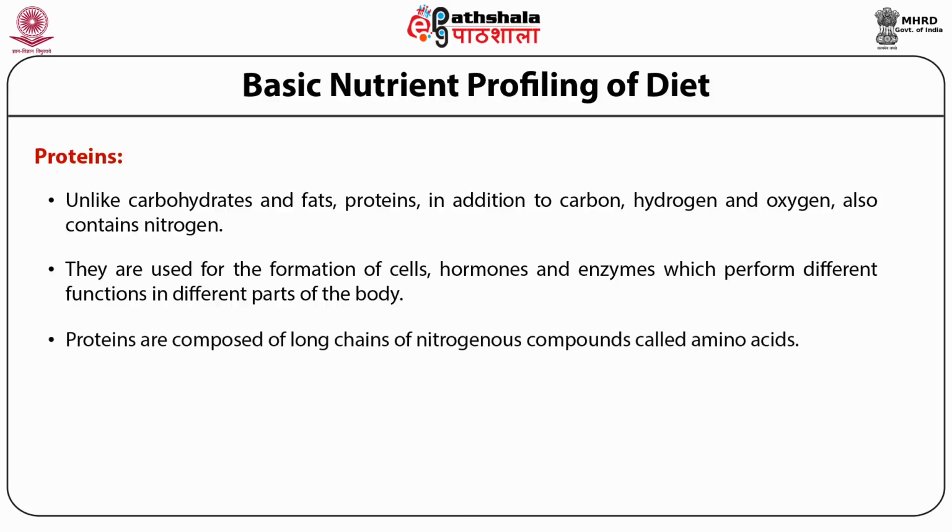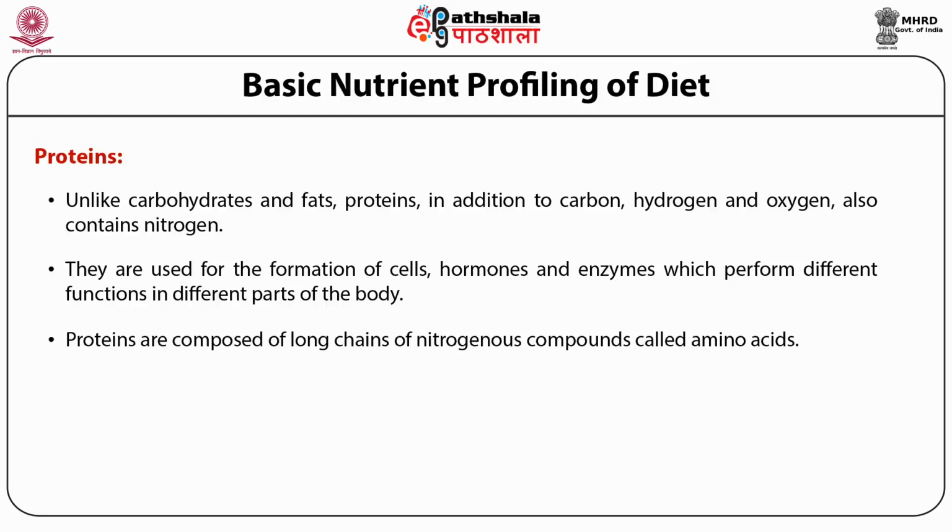Proteins are composed of long chains of nitrogenous compounds called amino acids. On the basis of the ability of the human body to manufacture them, amino acids are divided into two forms, essential amino acids and non-essential amino acids. Certain amino acids which are not manufactured inside the human body, and hence need to be taken from outside in the diet, are referred to as the essential amino acids.